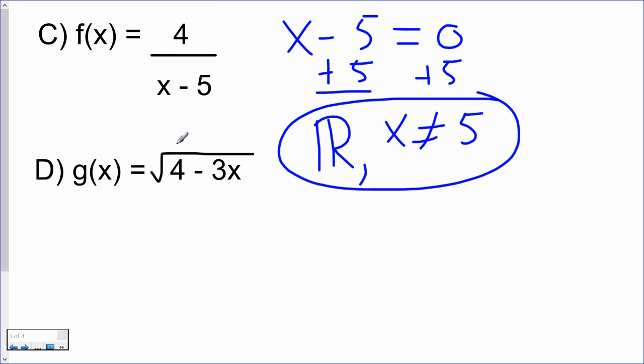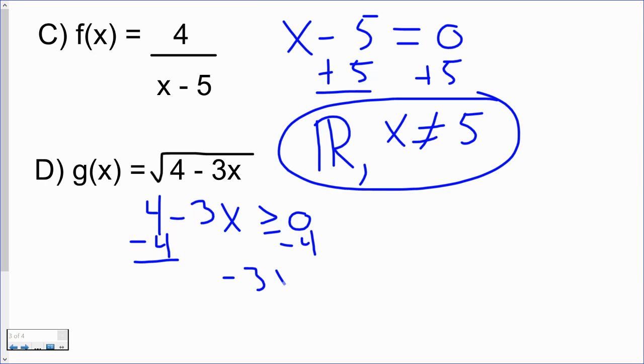Example D, we know down here this cannot be negative. So we have to write that 4 minus 3x needs to be bigger than 0, or equaling 0 is okay. You can take the square root of 0. But then I have to solve that. So if I solve that and subtract 4, I get -3x greater than or equal to 0 minus 4. In this case, that is going to give me a -4.